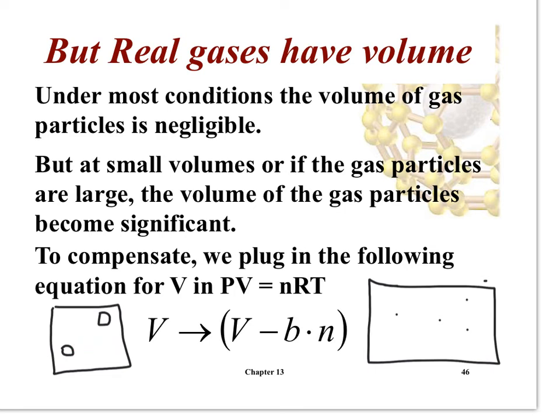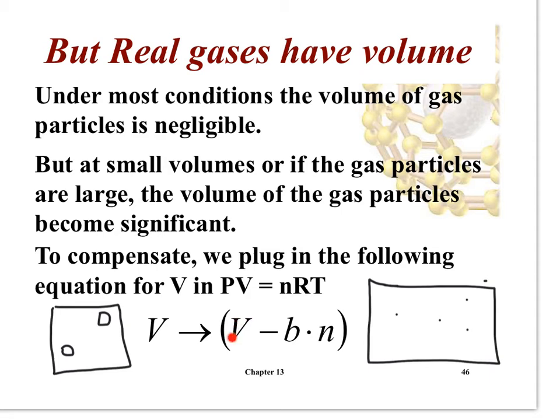And when we plug the volume of the container in for V, that's not going to give us a very good answer. So to fix that, if our volume of container is really small, or if our gas particles are really big, instead of V in PV equals nRT, we plug in V minus B times N. That is really the volume that gas particles have room to move in.